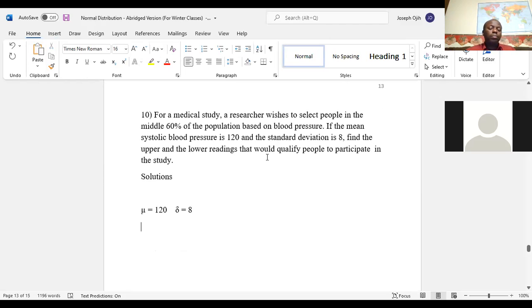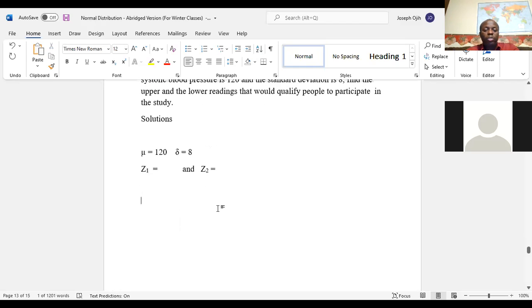That means X1 you don't know, and X2. We need the upper and lower readings. Now, to find that, we need Z1 and Z2. We need both to be able to answer the question. Z1 will be used to get the lower reading X1, and Z2 for the upper reading. Let's see. So next thing you do is to draw the chart.